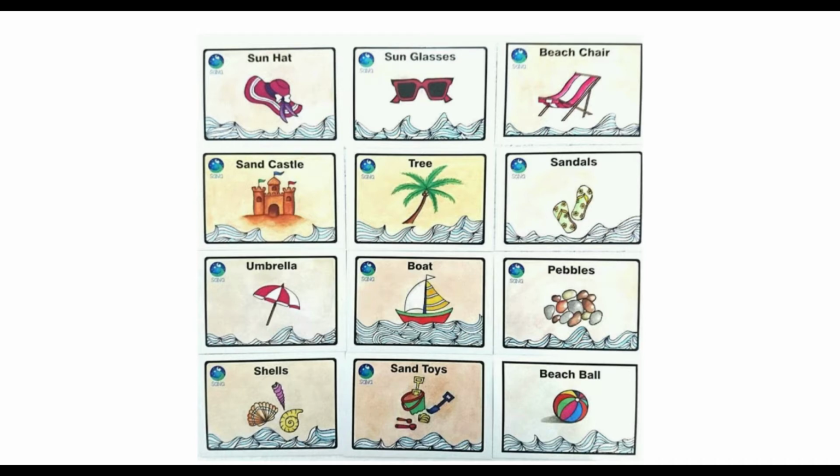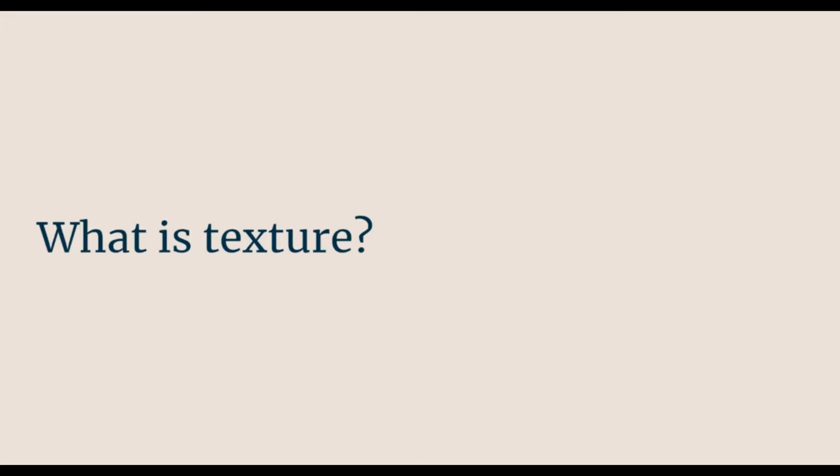You might bring some sandals with you, an umbrella, again to protect you from the sun. Something you might see out on the ocean is a boat. And you might see or pick up a few pebbles along the way, as well as some seashells. And if you are going to the beach, you might want to bring some sand toys or a beach ball with you.